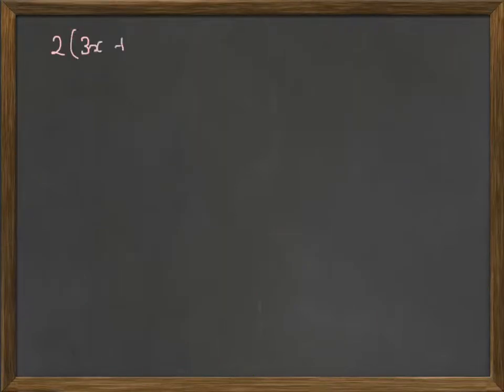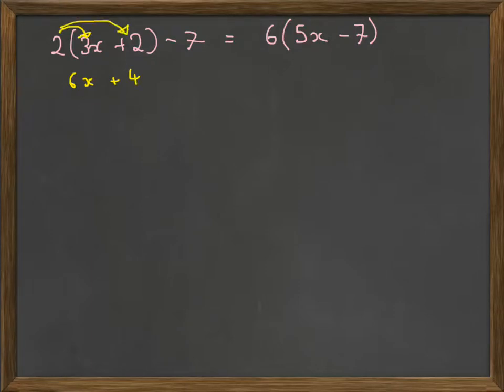Okay, so 2 times 3x plus 2, take away 7, is equal to 6 times 5x minus 7. Okay, so the first thing we're going to do is we're going to multiply out both sets of brackets. Okay, we're going to expand both brackets. So on the left hand side, when I expand that bracket, I'm going to get 6x plus 4. Okay, that comes from 2 times 3x, which is 6x, and 2 times 2, which is 4. Okay, then I've still got that minus 7. Now I expand the right hand side, I get 30x from the 6 times 5x, and minus 42 from the 6 times minus 7.